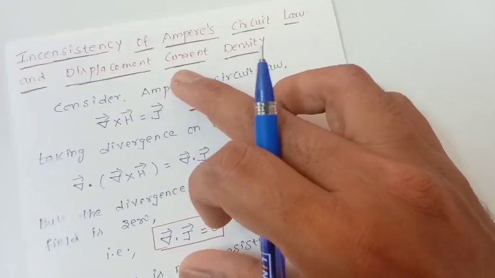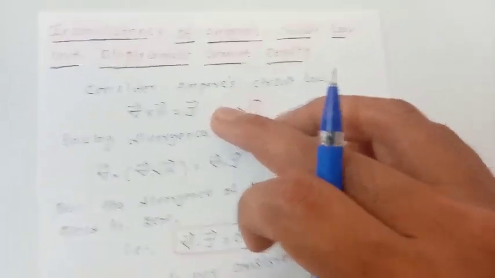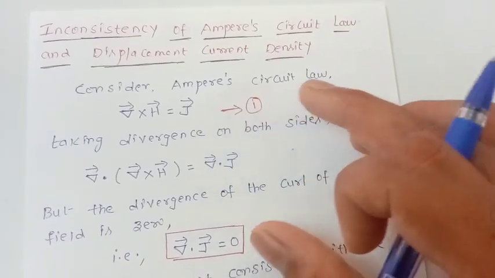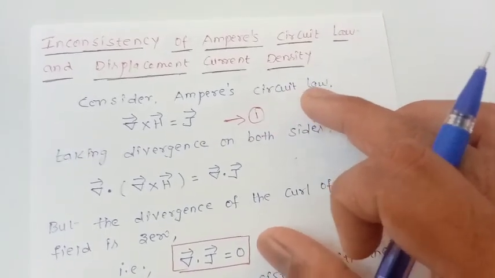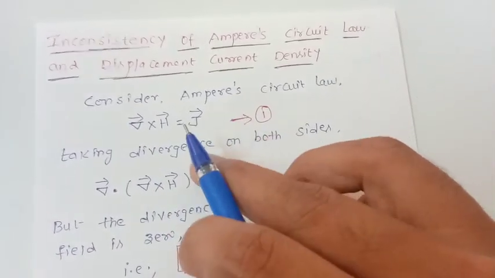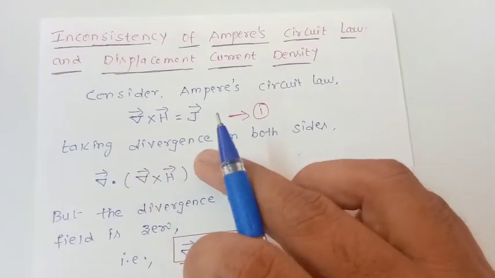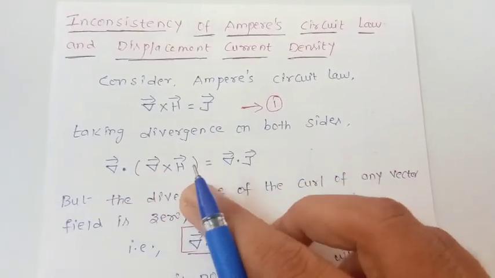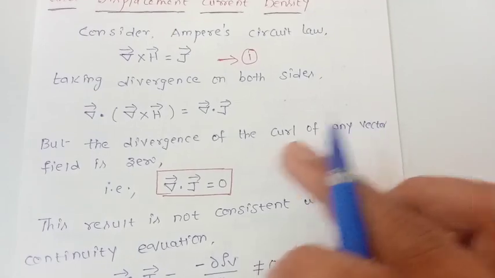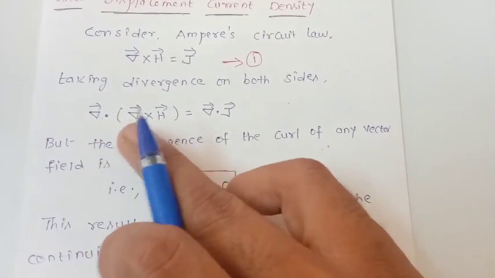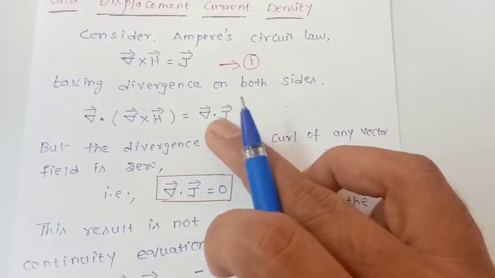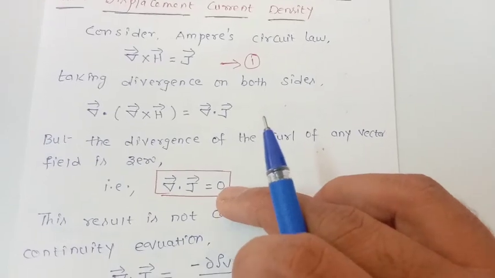Now we will see once again what is meant by displacement current density. We are going to consider the first step, Ampere's circuit law, the basic Ampere's circuit law in point form. We know that the curl of the magnetic field intensity is equal to the current density. Taking divergence on both sides, according to the vector identity, the divergence of the curl of any vector field is 0. That means del bar dot J bar must be equal to 0.